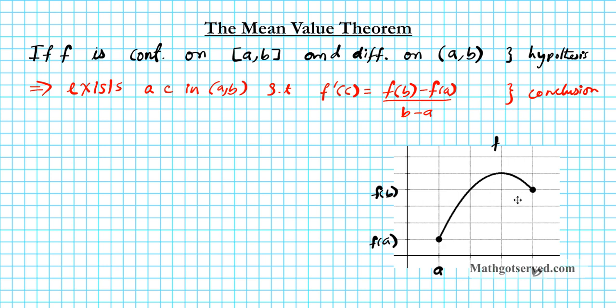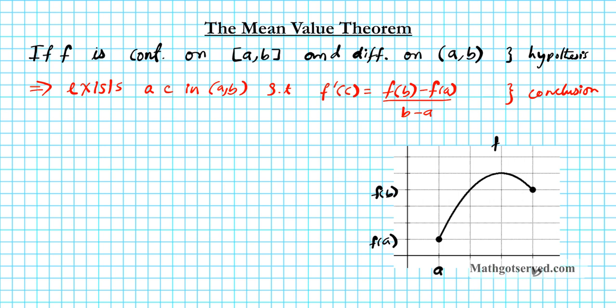So this function satisfies the hypothesis of the mean value theorem, and we can then shift to the conclusion. That tells me that there exists a C in this interval where the derivative at C is equal to the slope of the secant line through the endpoints. So what does that look like? First, let's draw what f of b minus f of a over b minus a is. This is known as the slope of the secant line, or the average rate of change.